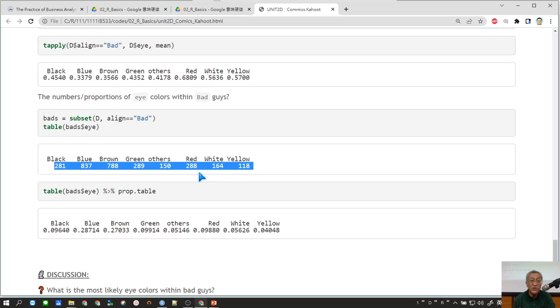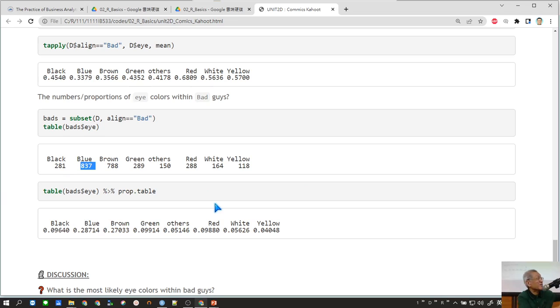Now, the number of bad guys in each eye color, if you look in here, you will see that blue eye has the largest number of bad guys, right? But can we tell that, see, the blue guy only has a 28% of being bad, right? Why? It has the largest number of bad, right? But within that eye color, only 28% of them are bad guys, which means that there are a lot of blue eye characters. So only by looking at the numbers, you cannot see the probability, right?